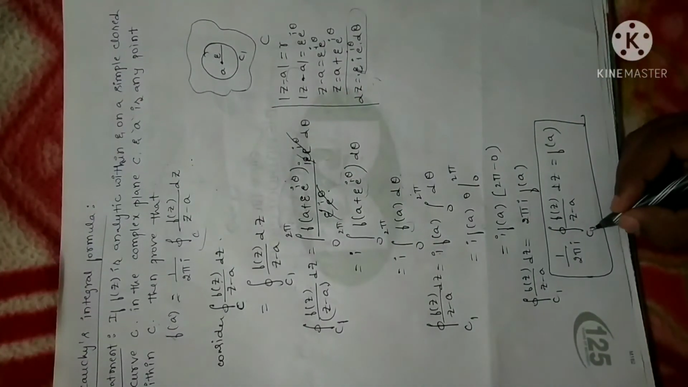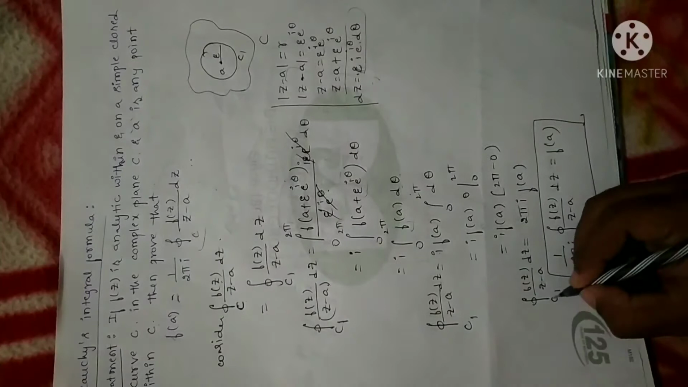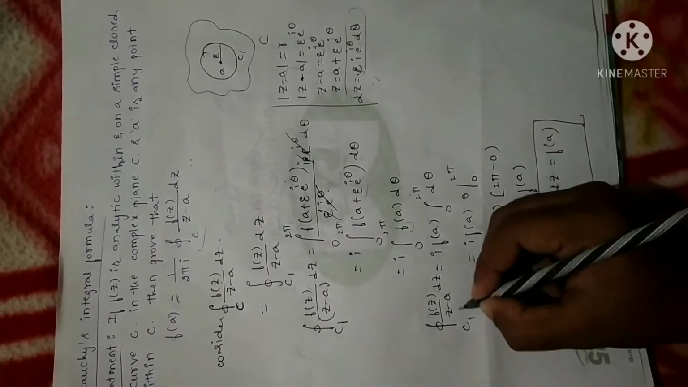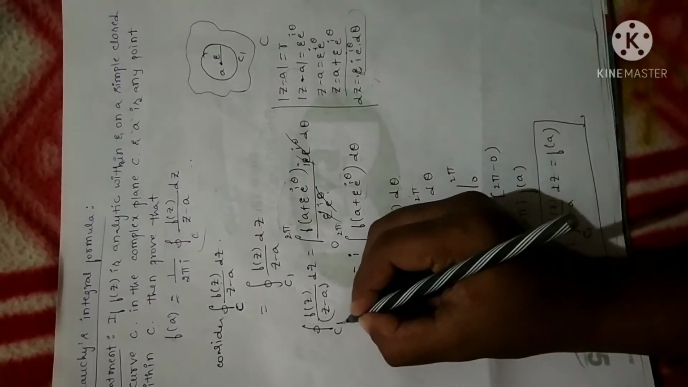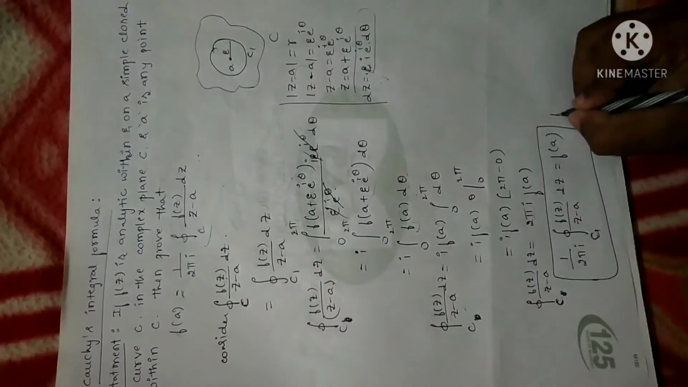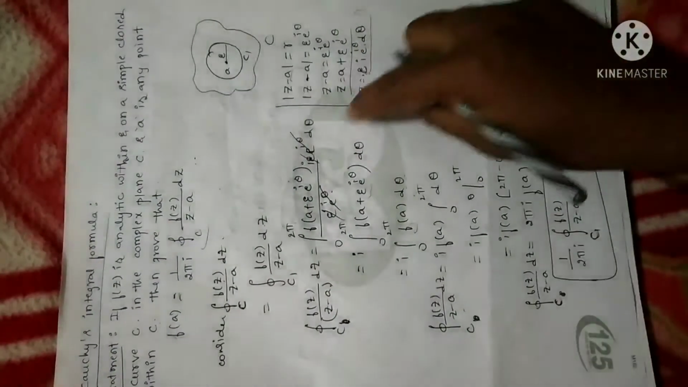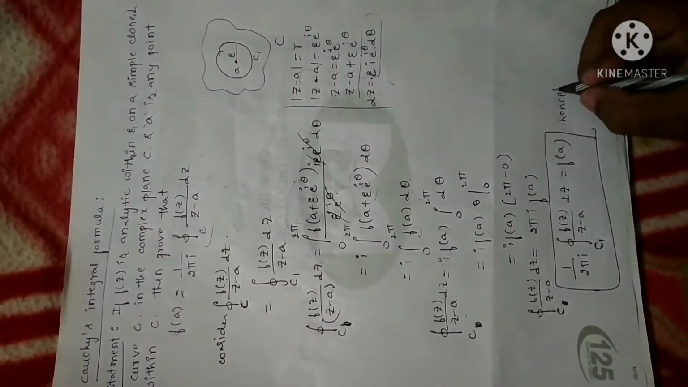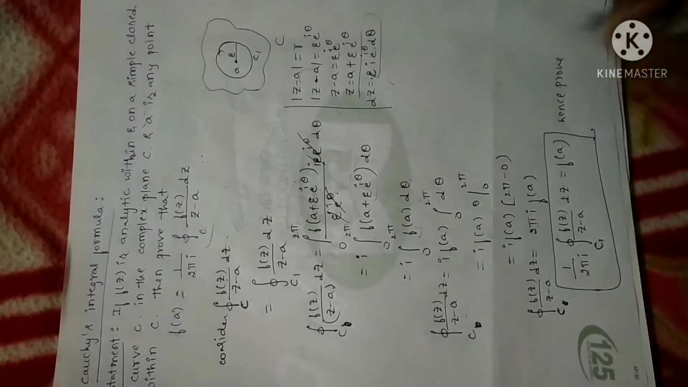Anyhow, C is any general curve, so instead of C1, I can write C only. Fine. So this is what we required to prove. Hence the proof. Hope it is clear. But all these simplifications are not given in the notes. Please copy them to your notes.